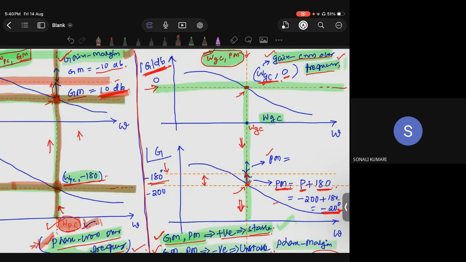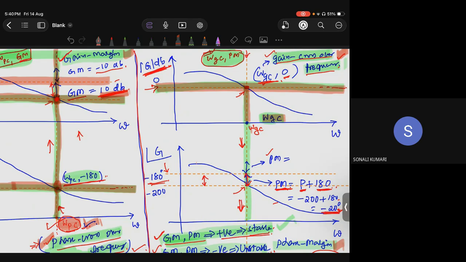Similarly, on the right side, we will define the gain crossover frequency and phase margin. To find the gain crossover frequency, you draw a line at 0 dB and find that frequency. That will be your gain crossover frequency, omega GC.